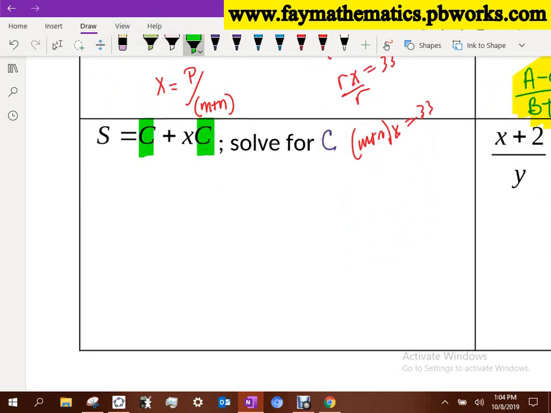Okay? Now, let's do something like this. Give me a value for X. 9 still, okay. So what we have here is S equals C plus, if you said X was 9, this would be 9C. How many C's do you really have? You have 10, because this is 9 of them, and then this is 1 of them, right?